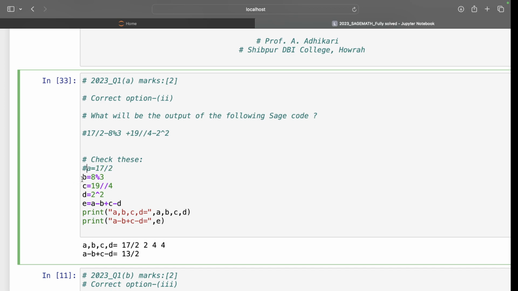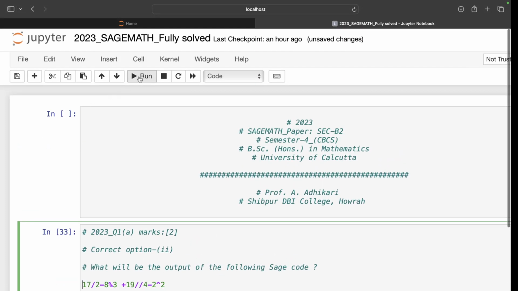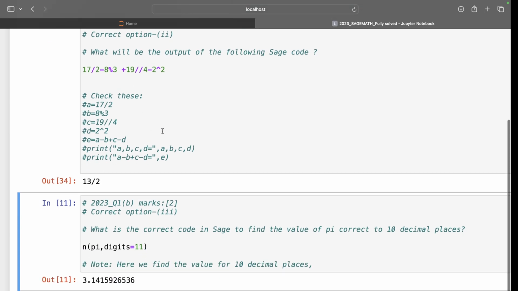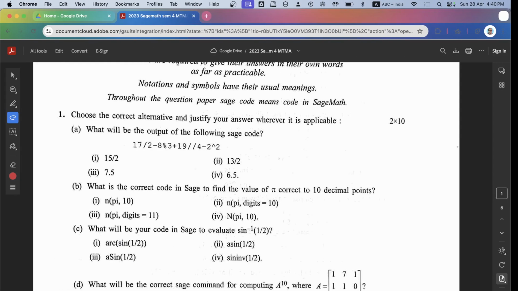We put a hashtag before this line and turn off this line, so run this. Answer is 13/2, so the correct option is 2. Correct option is 2, 13/2.